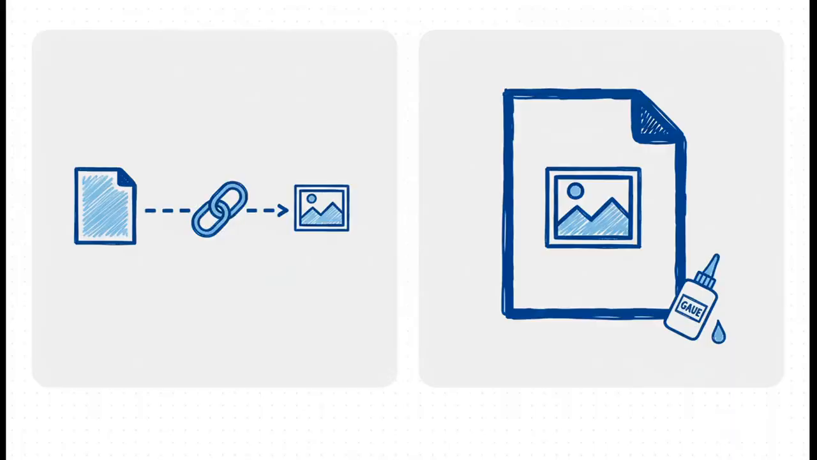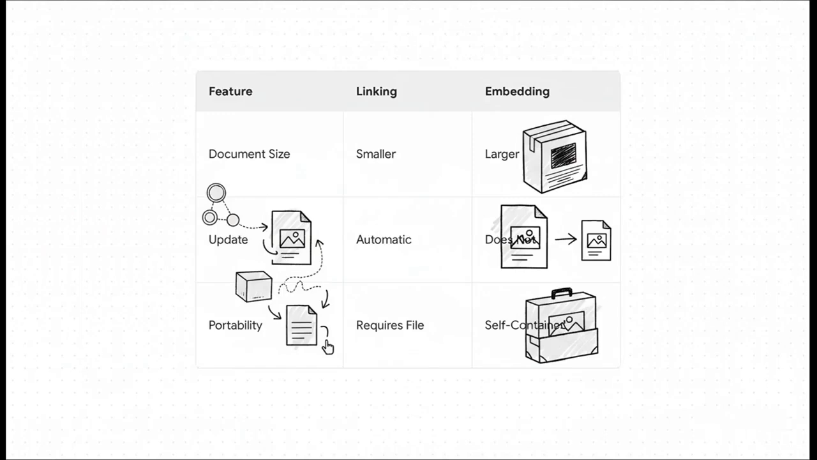Linking is kind of like putting a little sticky note in your document that just says, hey, go find the picture over there. The image itself lives separately. Embedding, on the other hand, is like making a full-on photocopy of the image and gluing it directly into your document. The image actually becomes a part of the file. And of course, there are trade-offs.